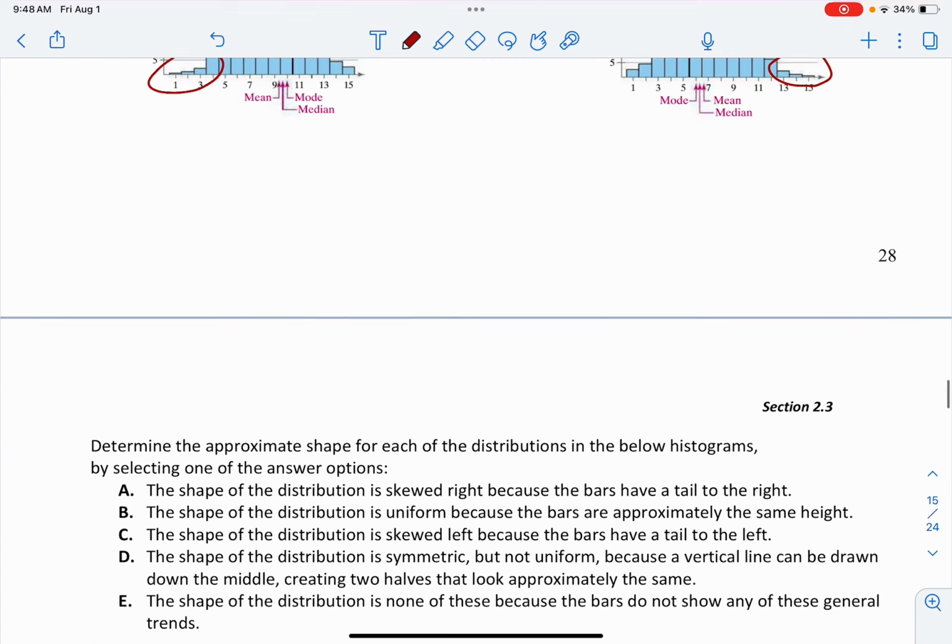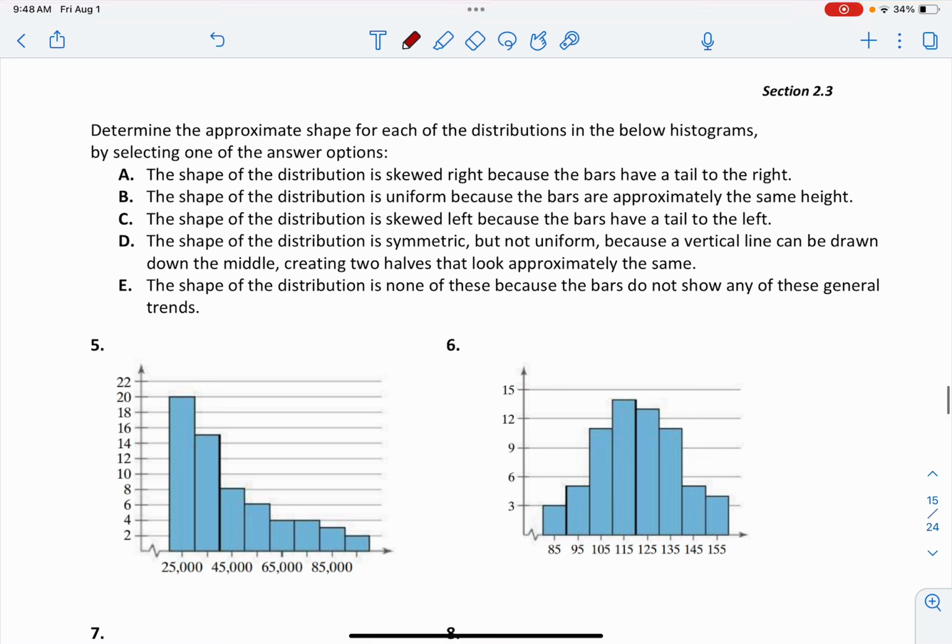Okay, so just a couple of questions about that. Determine the approximate shape of the distribution. Okay, let's see, what do you think about number 5? So number 5 looks like we're getting a tail to the right. So again, to get the tail left, tail right thing correct, just look at where the tail is going, right? So that would be a skewed right. This would be A.